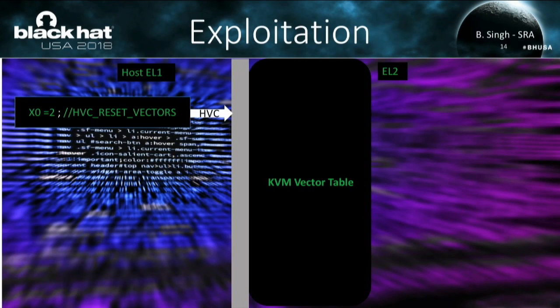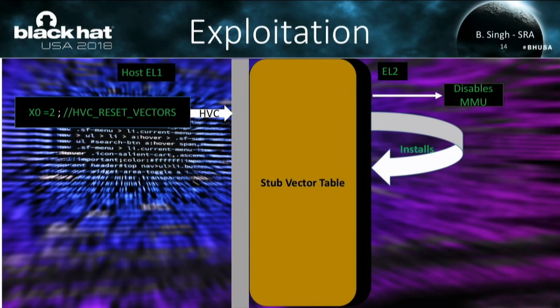This HVC will be handled by the KVM vector table, because the KVM vector table is registered as the exception vector table. The handler of the KVM vector table will disable the memory management unit of EL2. And after disabling the memory management unit of EL2, it will install the stub vector table back into the system. So now the stub vector table is back in action.